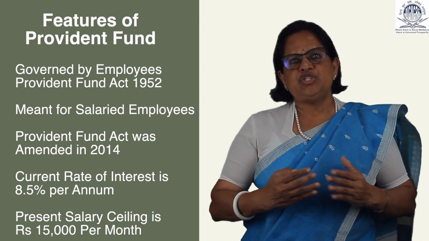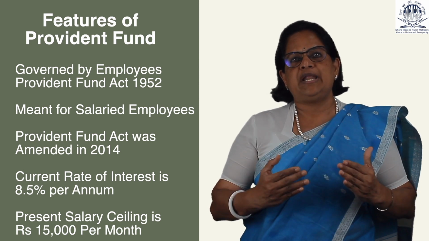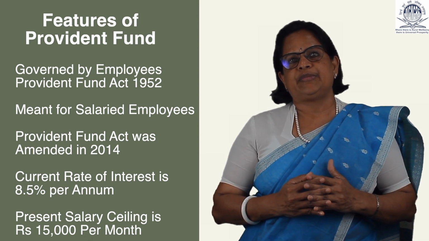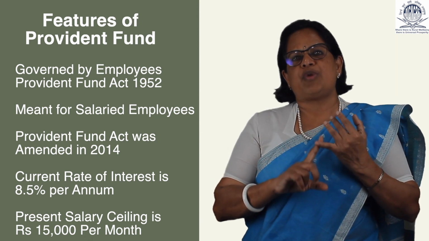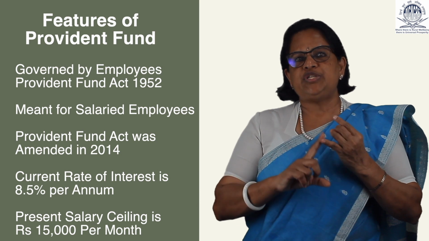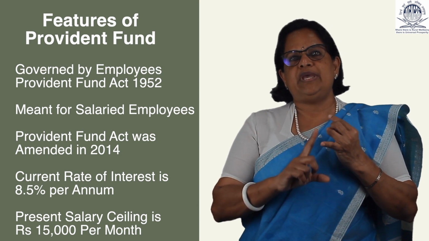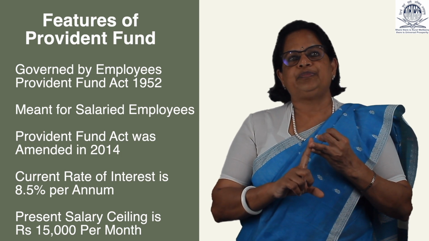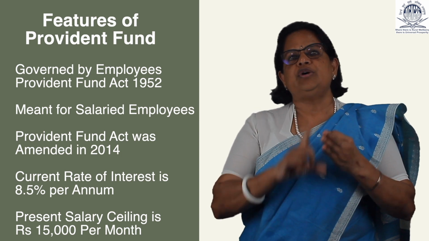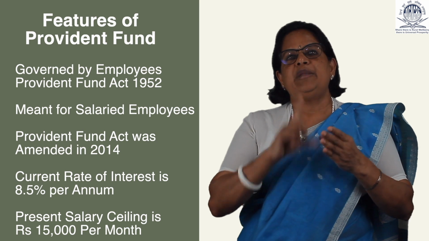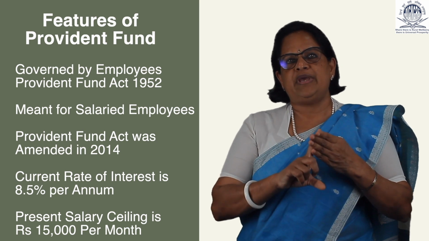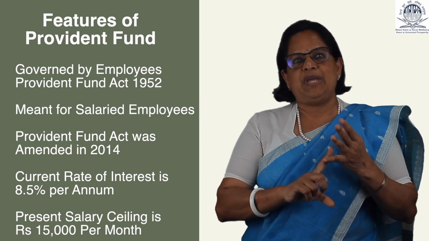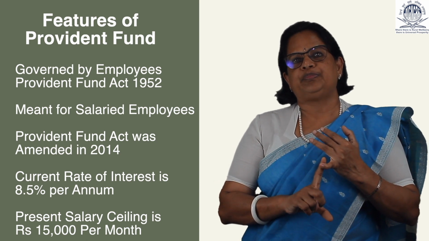Secondly, the Employees Provident Fund is meant for salaried employees, both in the private and government sector. There are 4 types of Provident Funds, namely Statutory Provident Fund or SPF, Recognized Provident Fund or RPF, Unrecognized Provident Fund or URPF, and Public Provident Fund or PPF. The types of Provident Funds will be explained later in this module.